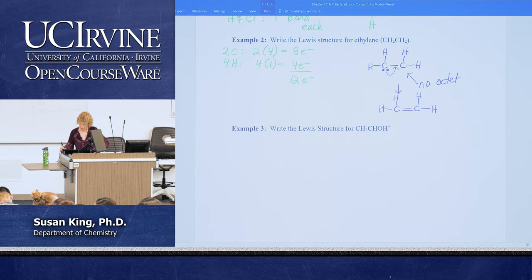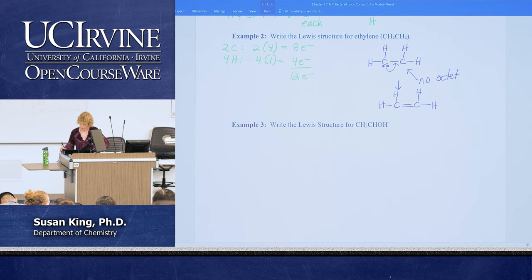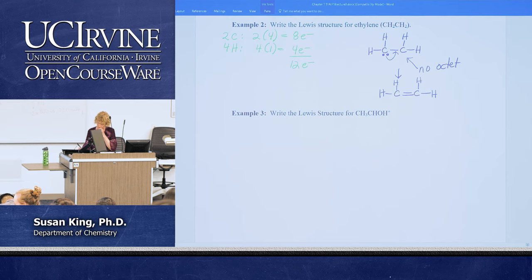Okay, CH3COH+. Okay, let's do that. We have 2 carbons. That's 2 times 4 electrons. I'm going to go across this way, have a little bit more room that way. We have 5 hydrogens. That would be 5 times 1.